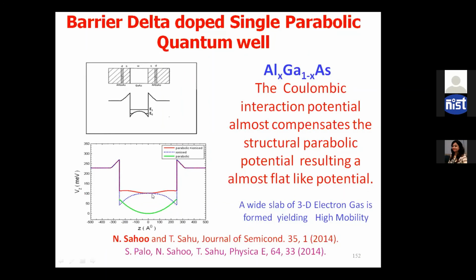Now this is due to ionized impurity. This one is due to ionized impurity. Because the total potential is the structural potential plus the Hartree potential, this is the Hartree potential. When you add them, it will look flat. As it looks flat, instead of the carriers being at the edge, now the carriers will move to the center. At the edge, it will behave like a two-dimensional gas. However, at the center, it will behave like a three-dimensional electron gas, and it can improve mobility.